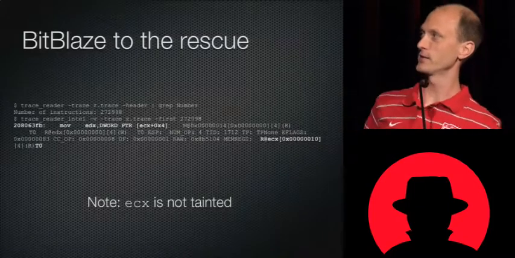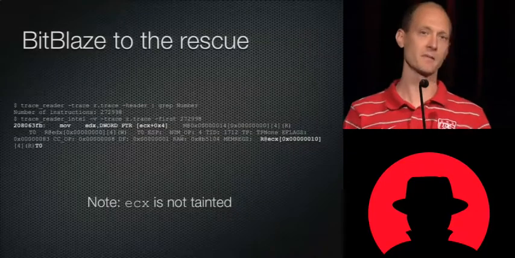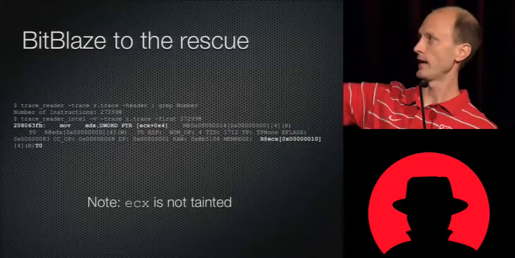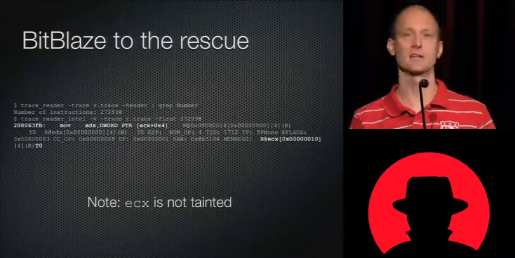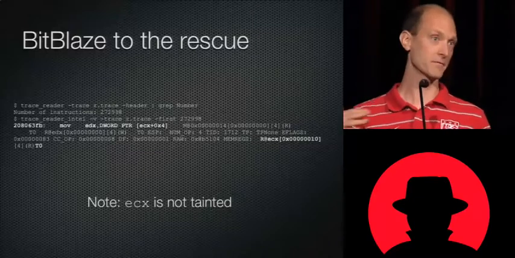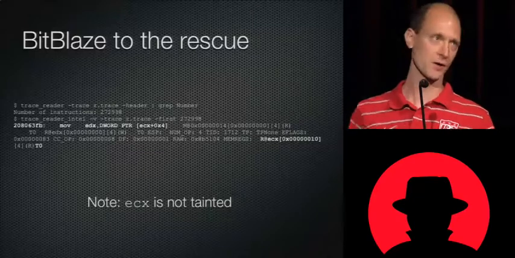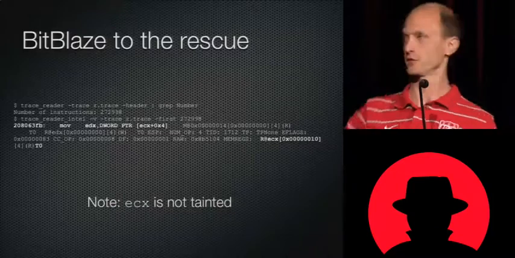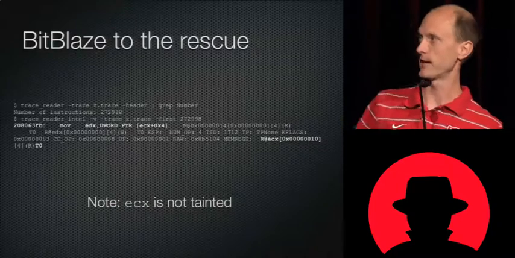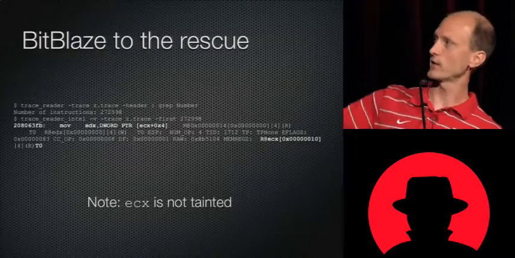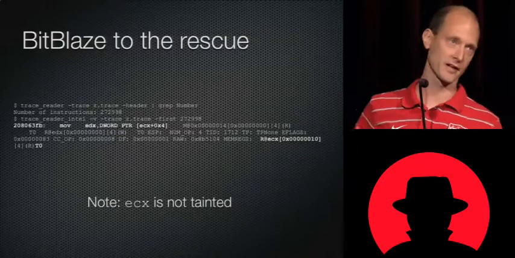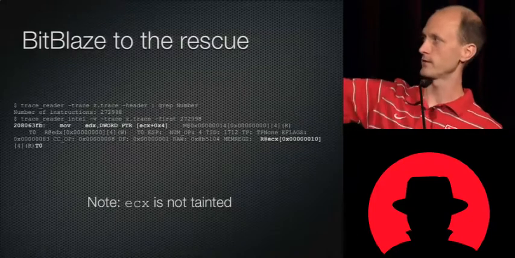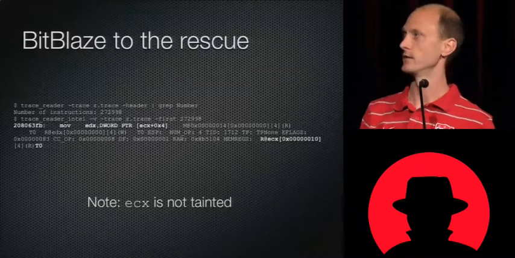So, trace reader. I take my trace. This is the trace of the bad file, the one that crashed. There's this header option that will tell you meta information about it, and one of the things is it'll tell you how many instructions there are. We're concerned with the crash on the very last instruction. So there's 27,000 instructions. Now I know how many there are, so let's print out what the last instruction is. I say I want to see the last one.